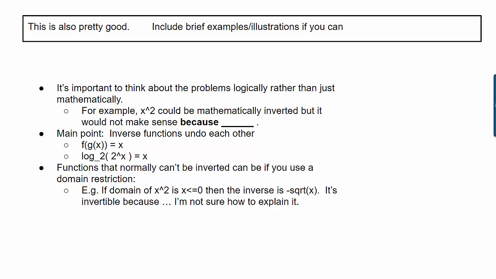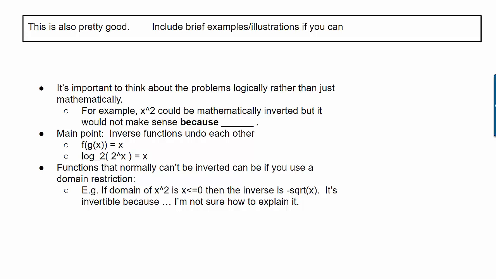What does that mean? And then for the third point, functions that normally can't be inverted are able to be if you use a domain restriction. Again, just a quick example: if it's x squared and you restrict the domain to x less than or equal to 0, then the inverse is negative root x, and that makes sense because blah. Or if you're not sure why it makes sense, it's totally fine to write, it's invertible but I'm not sure how to explain it. That's also useful information, so for sure write that. But if you just write the facts themselves, they don't really show me very much beyond the fact that you know some facts, and knowing some facts by itself isn't really very useful.